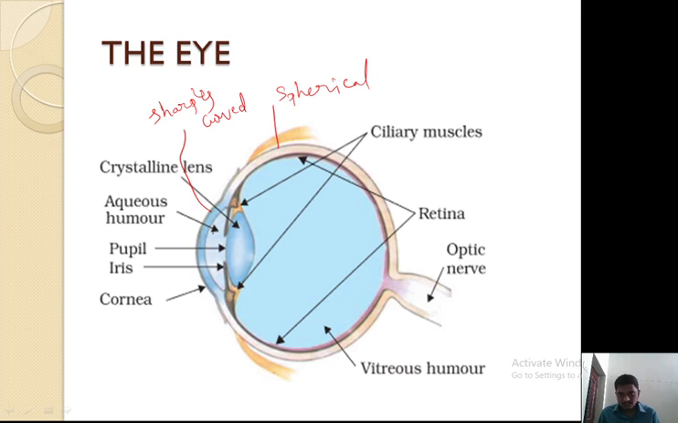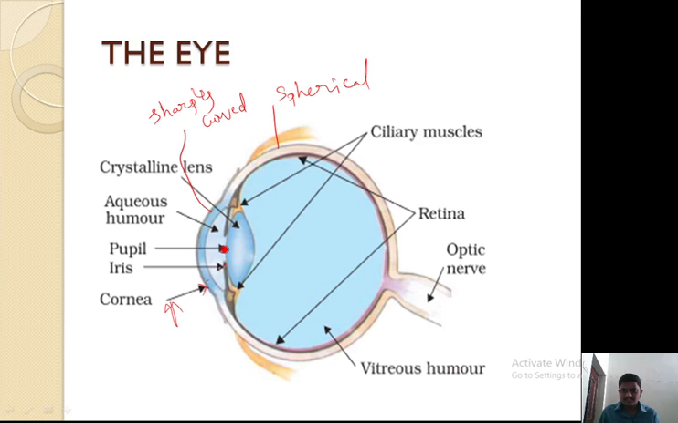The front portion which is sharply curved is known as the cornea. So light enters the eye through this cornea. Behind this cornea there is a pupil. The pupil is at the center of the iris. So this is the iris, and at the center of the iris there is a central hole, that is called the pupil, through which light passes and is incident on the lens.